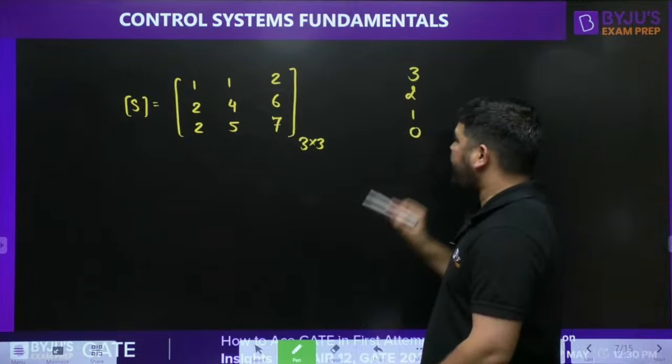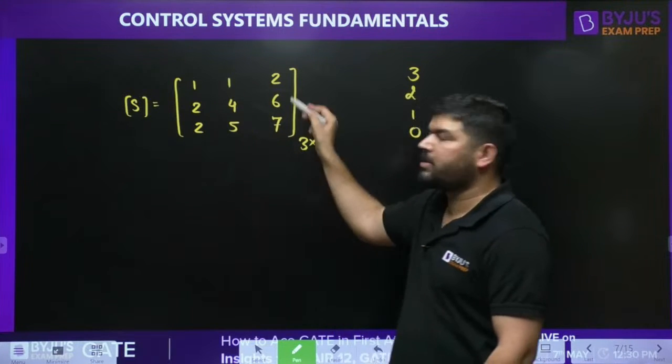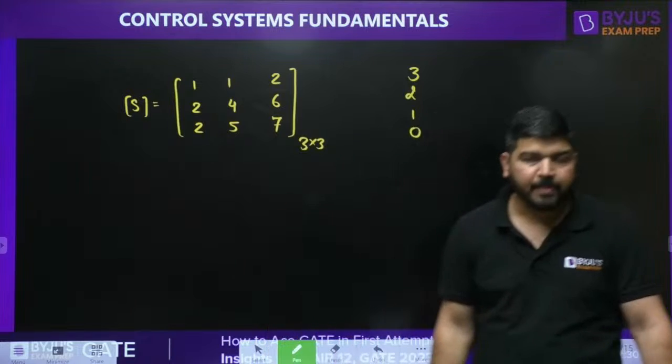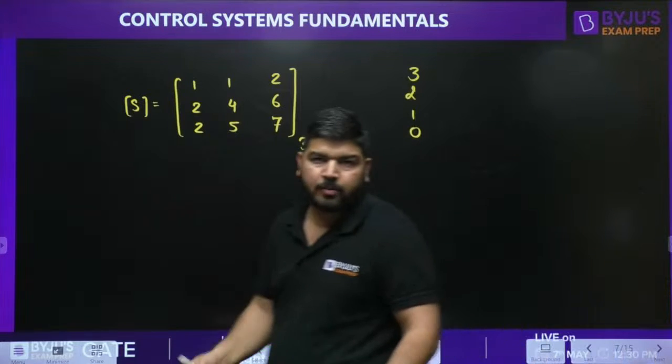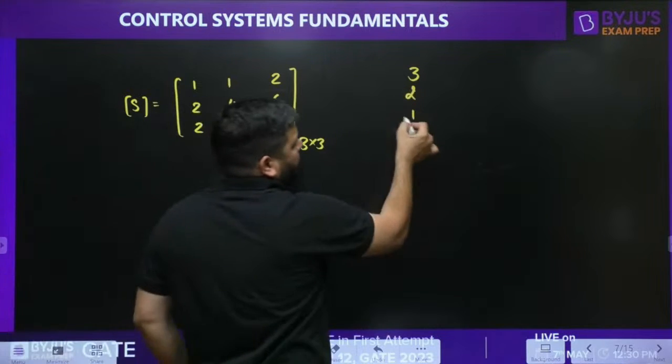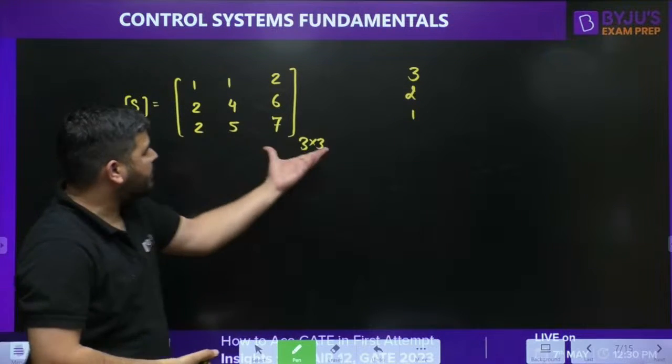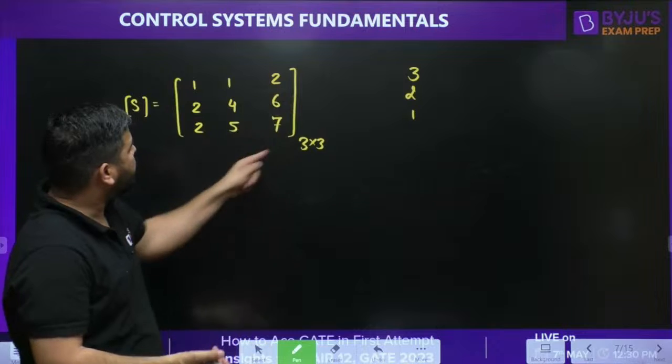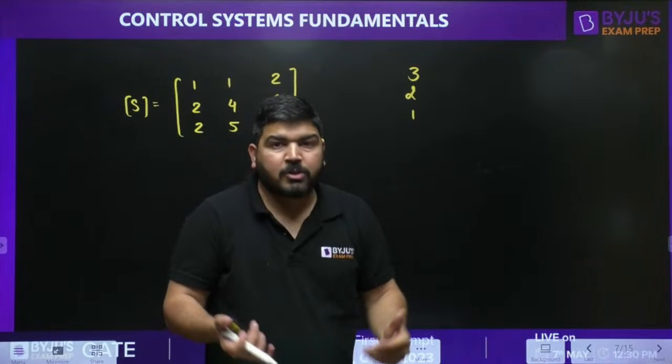Maximum rank you can attain is 3 or 2 or 1. 0 is not possible. Why not? Because for 0 all the elements have to be 0. It has to be a null matrix, okay? Then only the rank will be 0. So 0 is not possible. So let's remove this 0 part, okay? So now the rank can be 3, 2 or 1. And the biggest square matrix we have is 3 by 3. This is the only 3 by 3 matrix. So the possible rank can be 3.